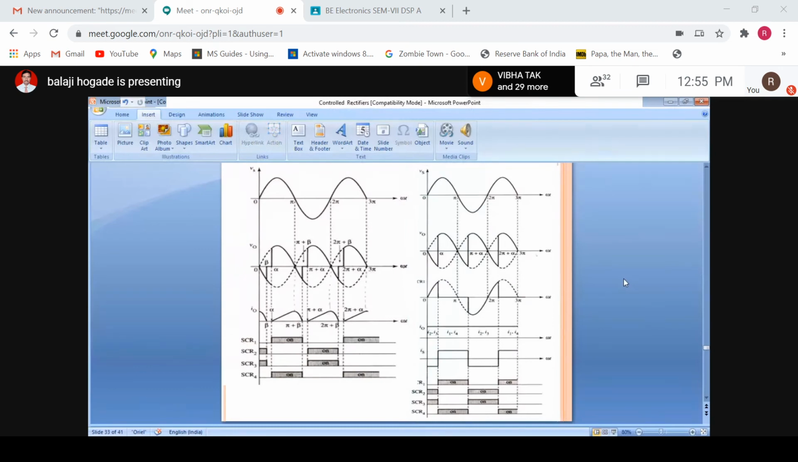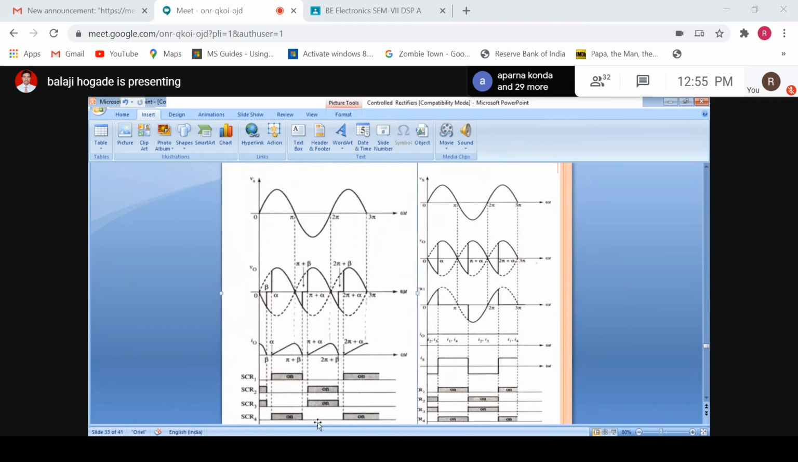See the difference between the waveforms. कौन से साइड में कौन सा वेवफॉर्म है, लेफ्ट में कौन सा है? Yes.